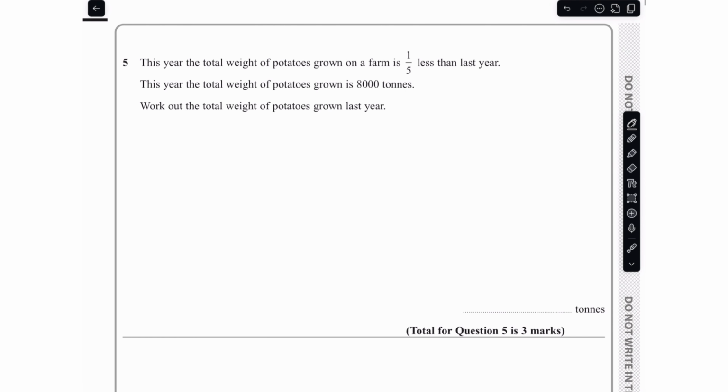In question 5, we are told that this year the total weight of potatoes grown on a farm is 1/5 less than last year. This year the total weight of potatoes grown is 8,000 tons. Work out the total weight of potatoes grown last year.